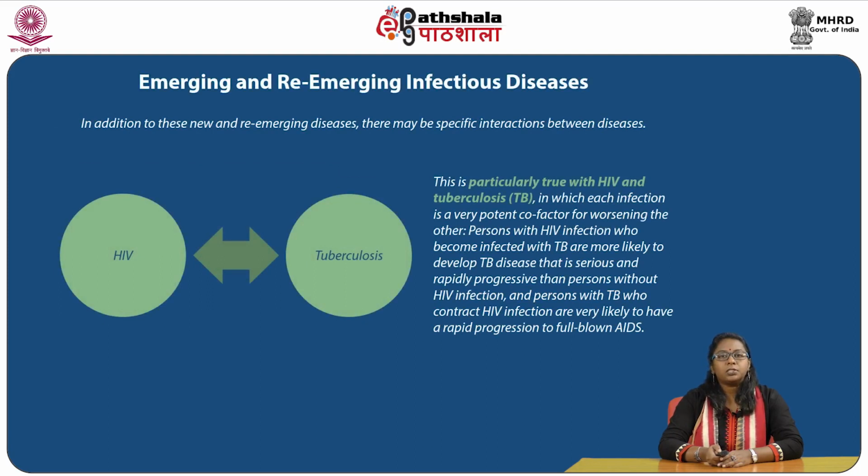In addition to these new and re-emerging diseases, there may be specific interactions between diseases. This is particularly true with HIV and tuberculosis, in which each infection is a very potent cofactor for worsening the other. Persons with HIV infection who become infected with tuberculosis are more likely to develop tuberculosis disease that is serious and rapidly progressive than persons without HIV infection, and persons with tuberculosis who contract HIV infection are very likely to have a rapid progression to full-blown AIDS.